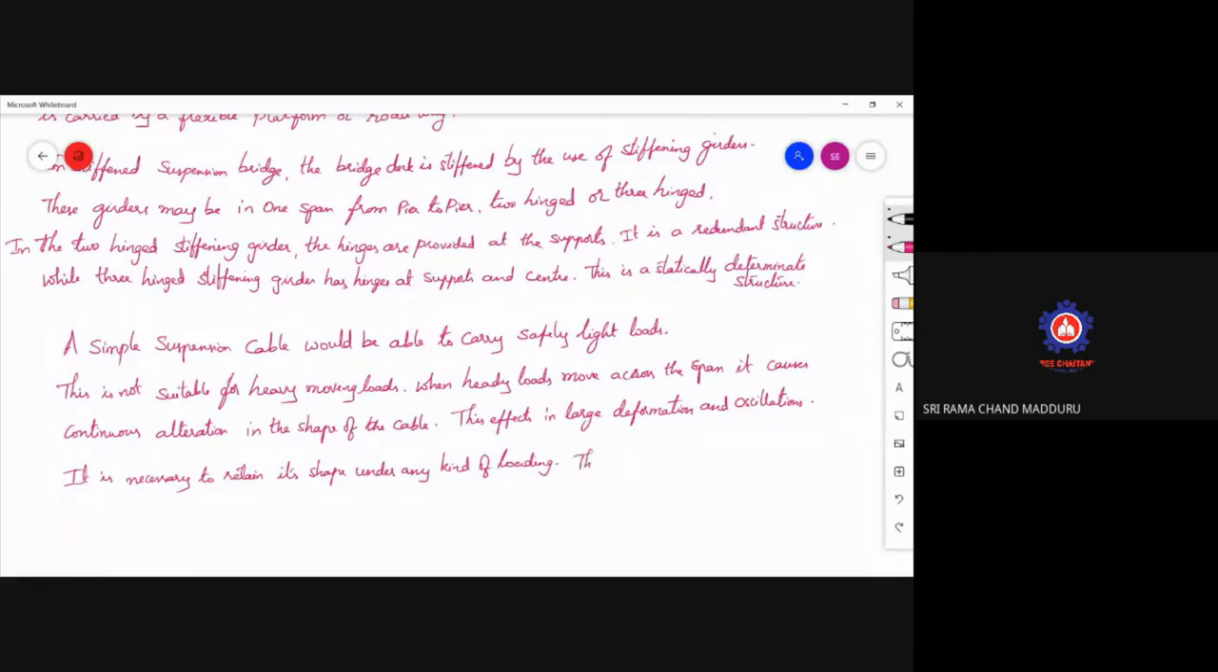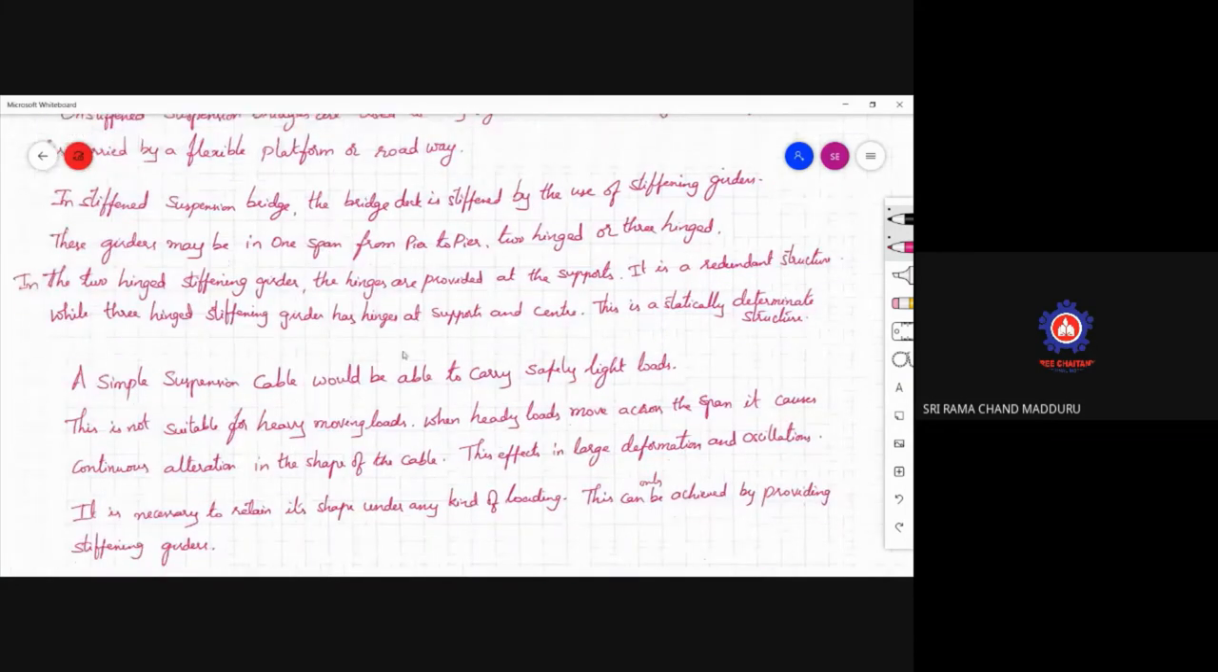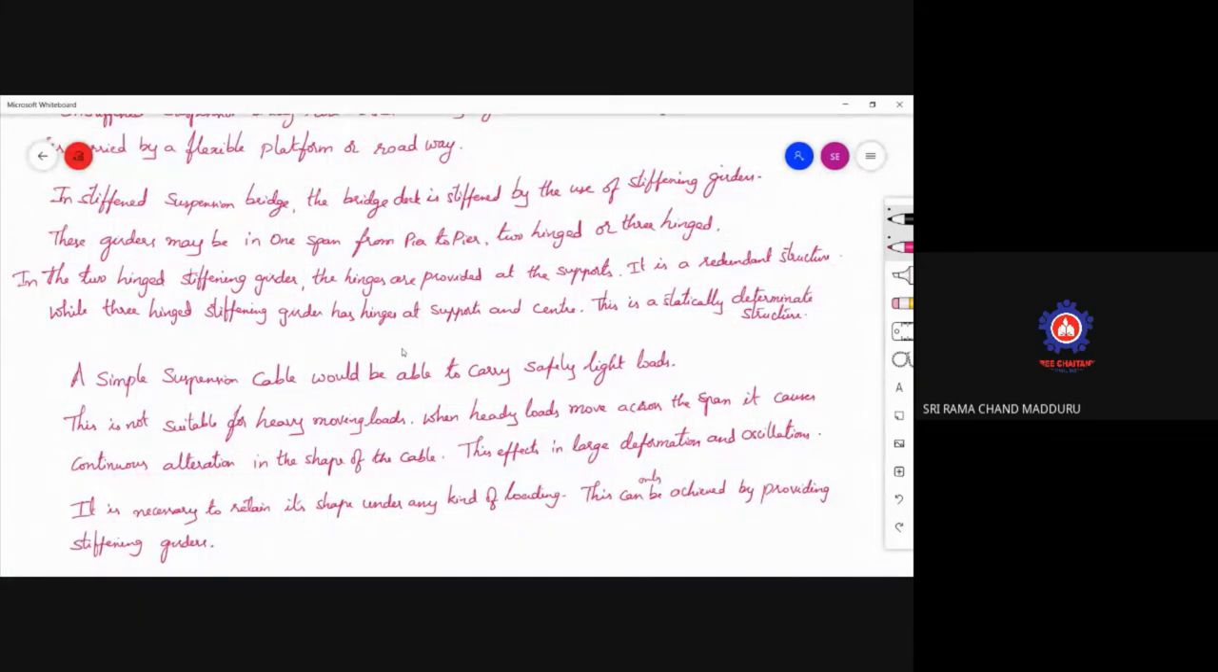This can only be achieved by providing stiffening girders. Now, in our topic, we are now checking the three hinged stiffening girder suspension bridge.